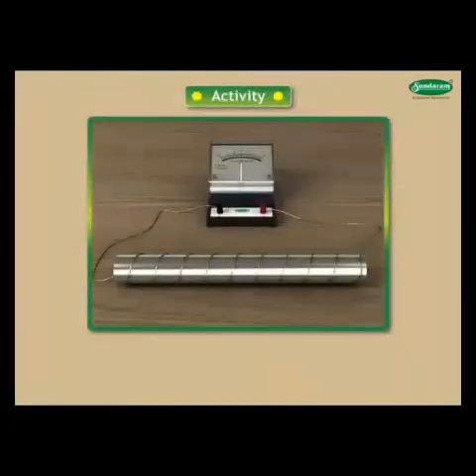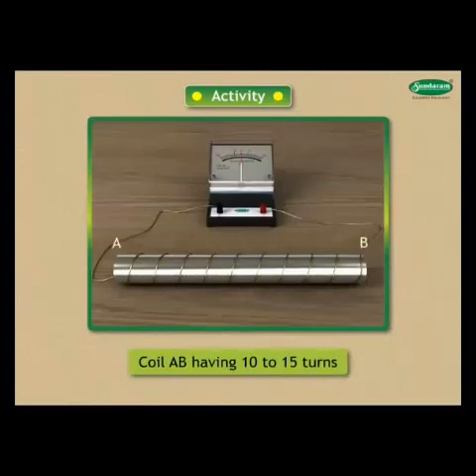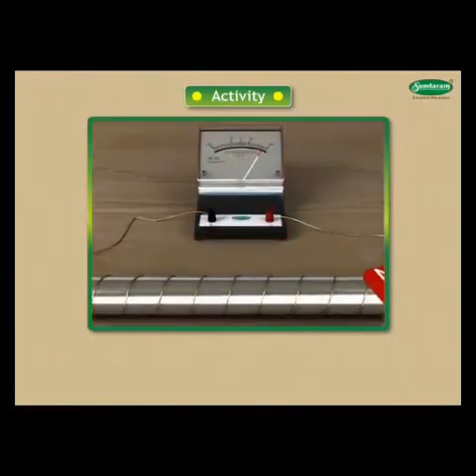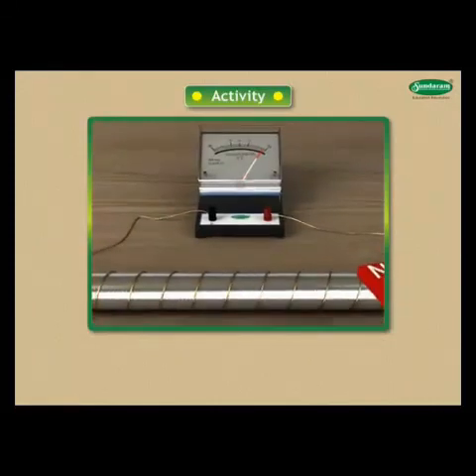Try this out. Take a coil AB having 10 to 15 turns. Connect the two ends of the coil to the galvanometer. Take a strong bar magnet. Move the north pole of the magnet towards the B end of the coil. Observe the deflection in the galvanometer. Note the direction of the deflection, that is, right or left.